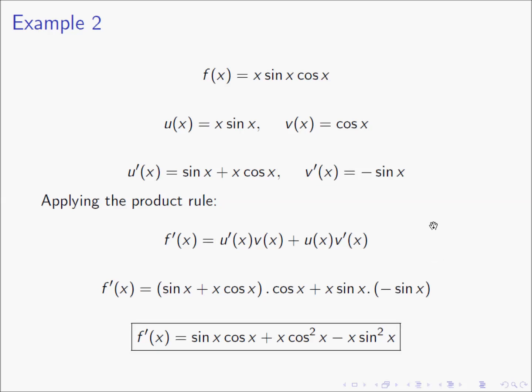So these were just two simple examples, and in this example we saw that you can apply the product rule even when you have the product of three functions. You simply need to define one of your functions as the product of two of the functions. Here we use the fact that we already calculated this derivative, but if you don't know this derivative, you can calculate it using the product rule.